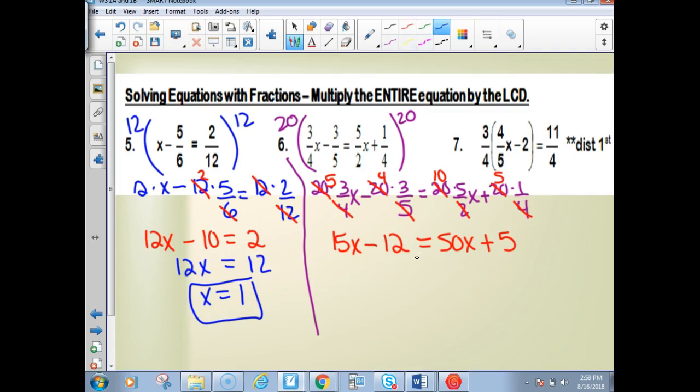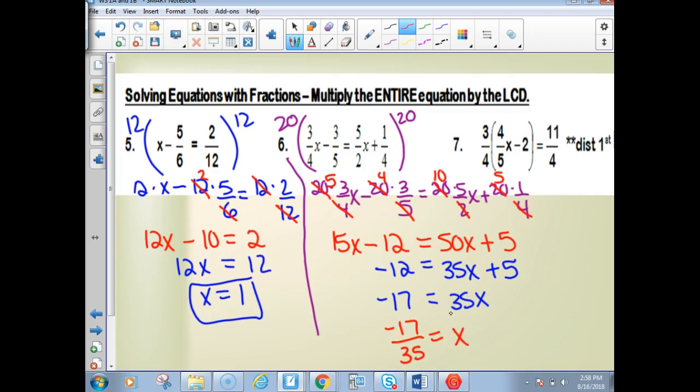I'm going to go ahead and subtract 15x from both sides, so I'm going to drop down the negative 12. I'm doing 50x minus 15x, which is 35x, and there's still a plus 5 over there. Okay, next I'm subtracting 5 from both sides, which would be negative 17 on the left and 35x on the right. Divide both sides by 35, and I'll write the fraction answer, negative 17/35, which does not reduce.